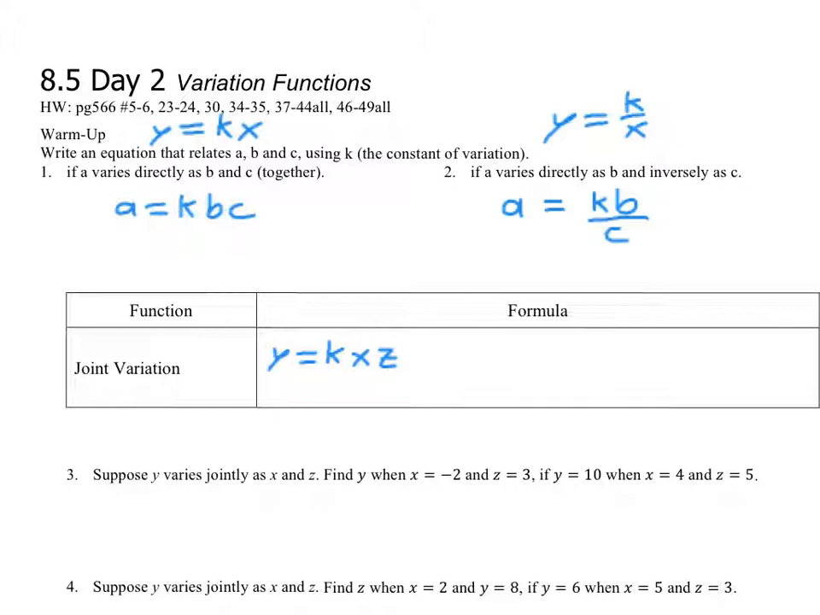Remember that when you are asked to write the equation, you have to use the equation with k in it. When you are asked to solve for one of the variables, you can use a shortcut. The way you find the shortcut, take your equation with k in it and solve for k. So in this one, we'd have to divide by x and z to find that k equals y over xz. And that would be your shortcut equation. Y over xz equals y over xz.